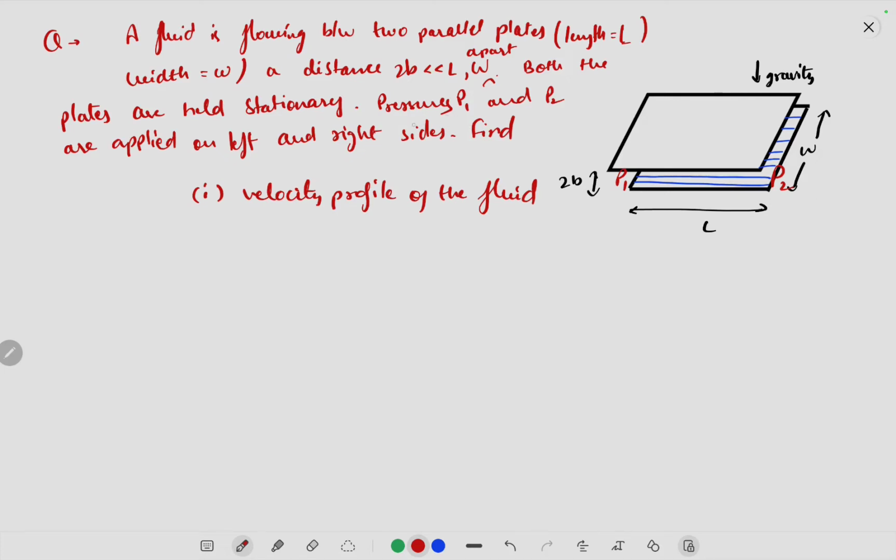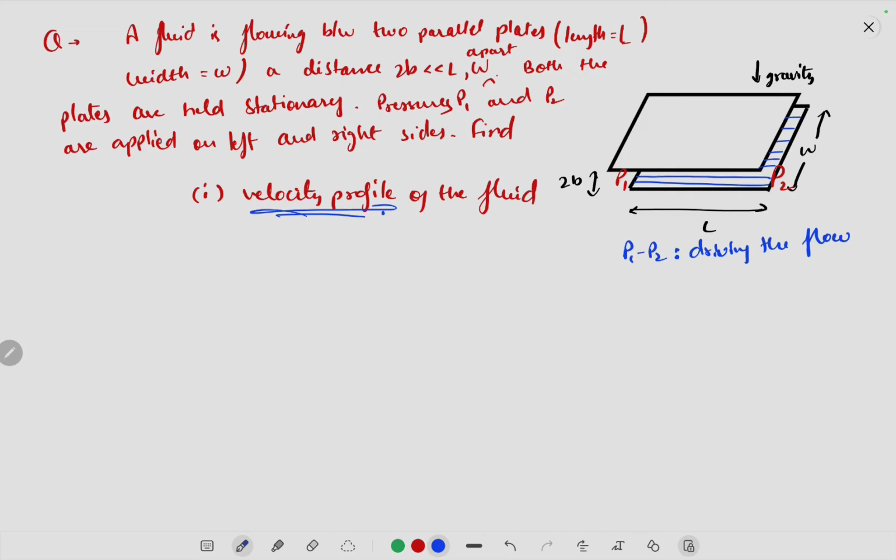And this time the one which is driving the flow is the pressure difference. So the pressure P1 is applied on this side and pressure P2 is applied on this side. So basically the pressure difference P1 minus P2, let me just write it with some other color. So P1 minus P2 is driving the flow this time. Okay, and now the question is to find the velocity profile of the fluid again.